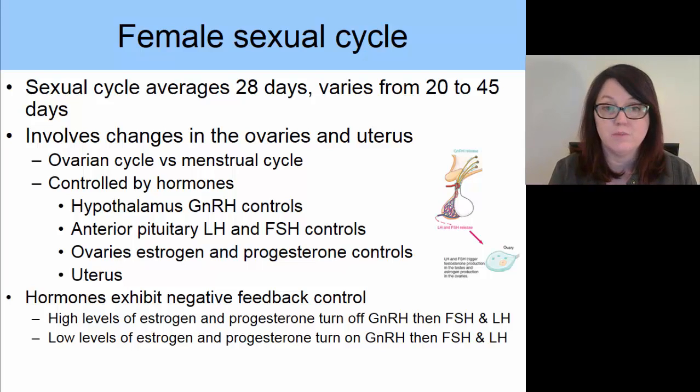The uterus itself does not produce hormones. And the hormones exhibit negative feedback control. What this means is that when the estrogen and progesterone levels are high, this turns off GnRH, which will then turn off LH and FSH. However, when there are low levels of estrogen and progesterone, this will cause the release of GnRH, which will then increase the release of LH and FSH.